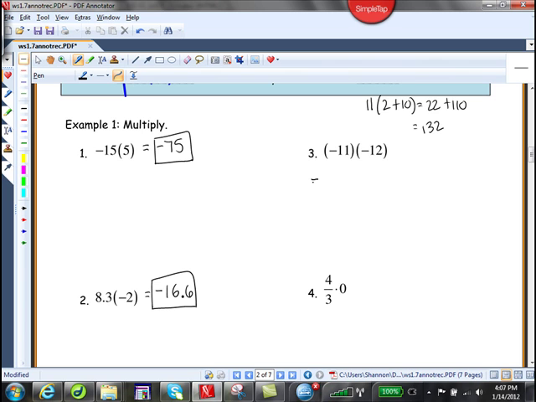So this one will be equal to positive 132, because remember, when you have the same sign and you're multiplying two numbers, you get a positive. And this guy, 4/3 times 0 is 0. There you go.